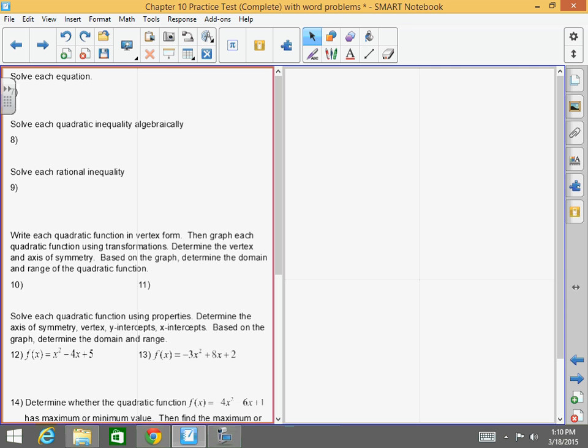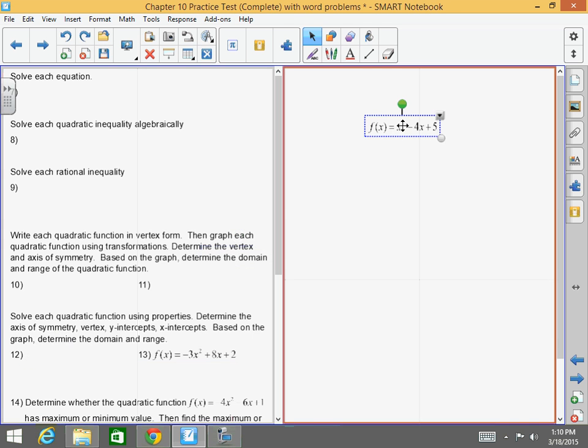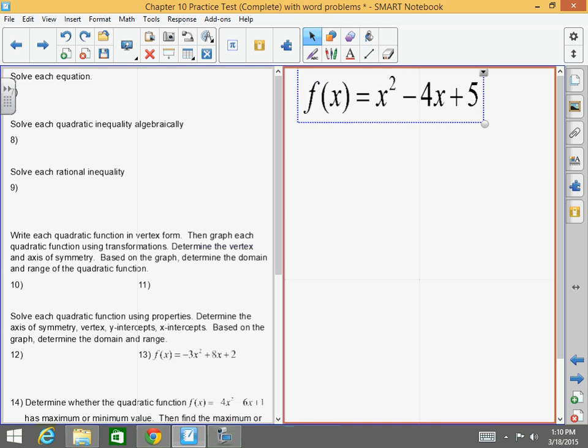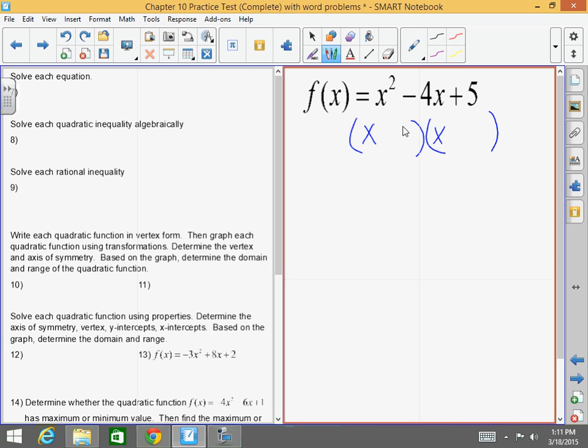Here, read directions, please. Solve the quadratic function. Okay? So when we're solving the quadratic function, we got to first try to factor, complete the square, or use the quadratic formula to find my x-intercepts. So it's going to be x. What times what is 5 when I have to go is negative 4? Negative 5, positive 1.